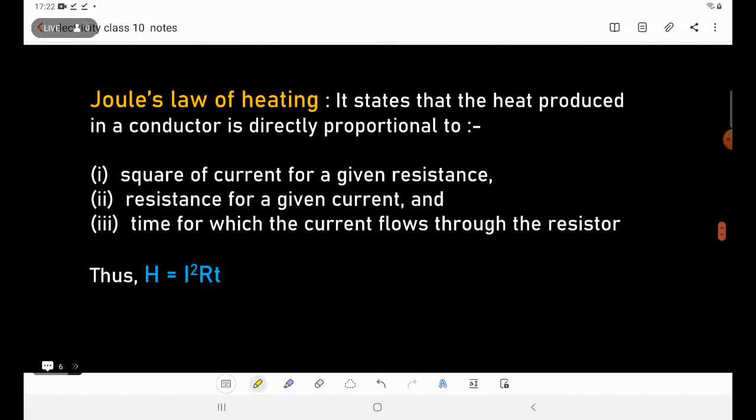So what does Joule's law of heating say? Joule's law of heating says that the heat produced is directly proportional to I square, that is current square, directly proportional to the resistance, and directly proportional to the time. But if they ask you the derivation of this particular formula, what will you write?